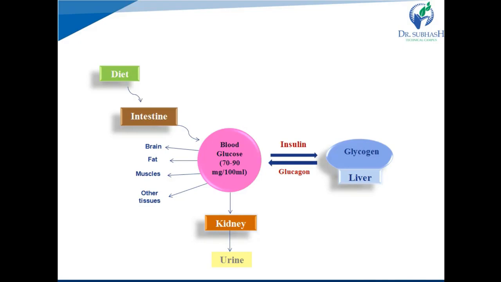But what happens if this level is more than 70 to 90 milligram per 100 ml? Then the insulin gets activated. Insulin is secreted from beta cells of islets of Langerhans of the pancreas, and this insulin converts glucose into glycogen, which is stored in liver. And what happens if this level is reduced below 70 to 90 milligram per 100 ml? Then glucagon is secreted from alpha cells and it converts stored glycogen in liver to glucose and maintains the level at 70 to 90 milligram per 100 ml.